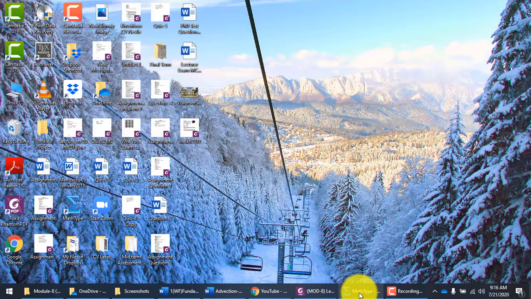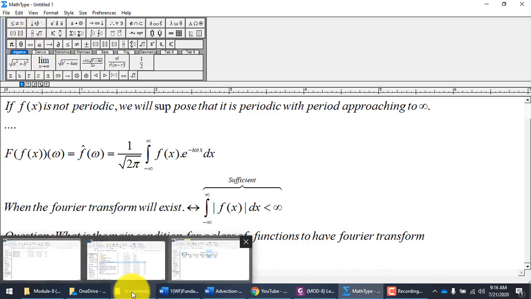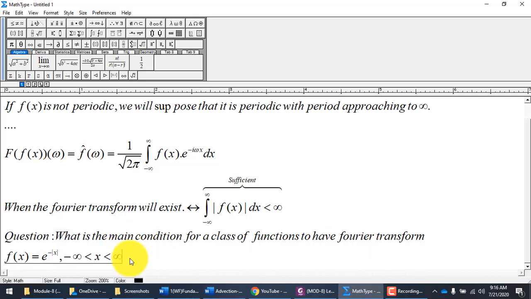Okay, so from the calculation point of view, if you are having a problem, let us have an example. f of x is equal to e to power minus mod x. This is a function, and the domain is minus infinity to infinity. I have written a function, and the question is to find the Fourier transform.